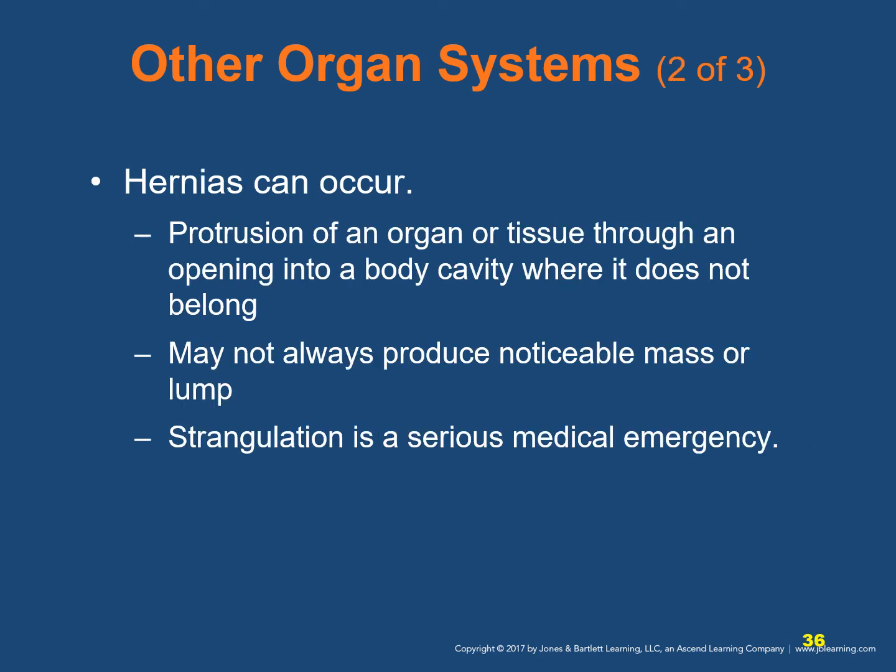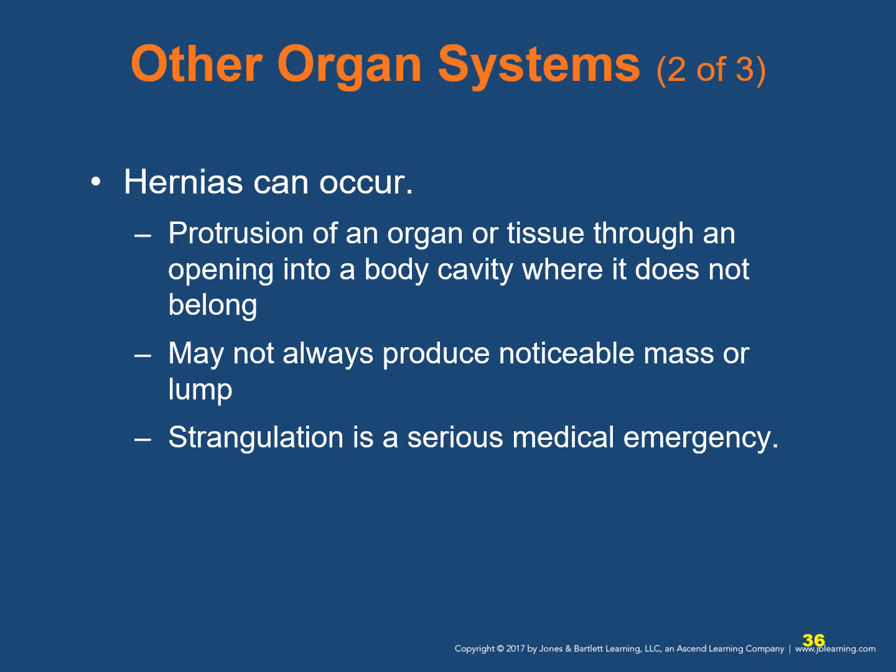A hernia is a protrusion of an organ or tissue through a hole or opening into a body cavity where it does not belong. Hernias can occur as a result of the following: a congenital defect, such as around the umbilicus, a surgical wound that has failed to heal properly, or natural weakness in an area, such as the groin. Hernias may not always produce a noticeable mass or lump.